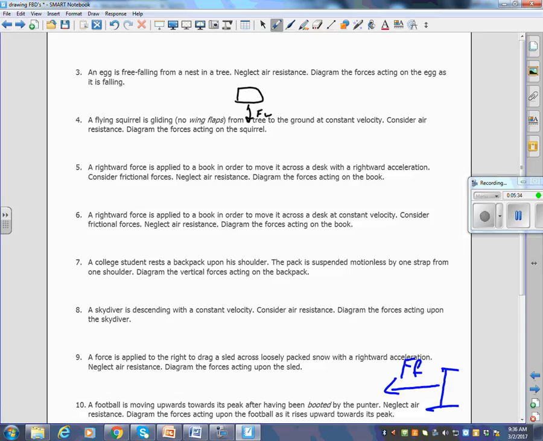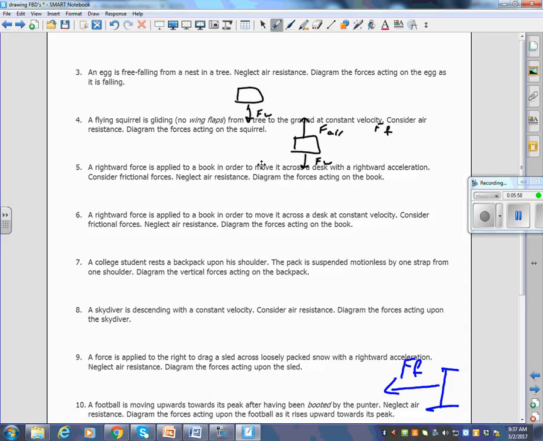A flying squirrel is gliding with no wing flaps from a tree to the ground at a constant velocity. Consider air resistance. Diagram the force acting on the squirrel. So again, you'd have the weight force, and because you are worried about air resistance here, you would have that. What would you label it? F air or FF? It's a friction force really, right? But regardless, they should be equal and balanced, right?